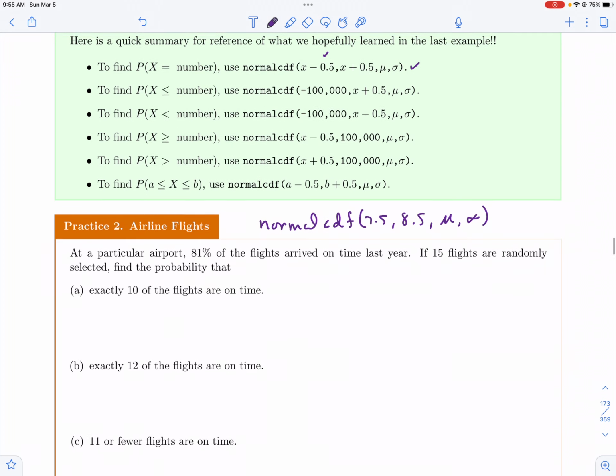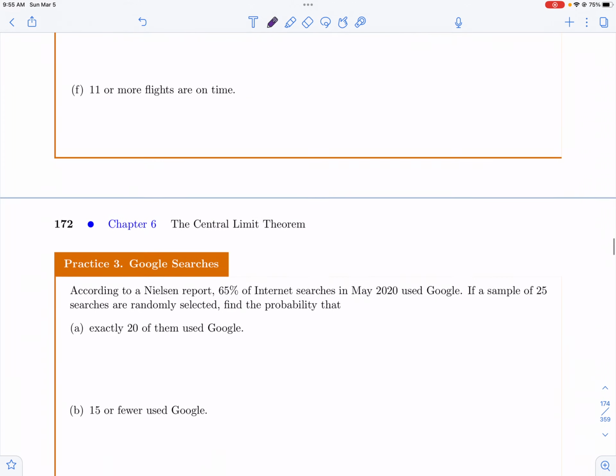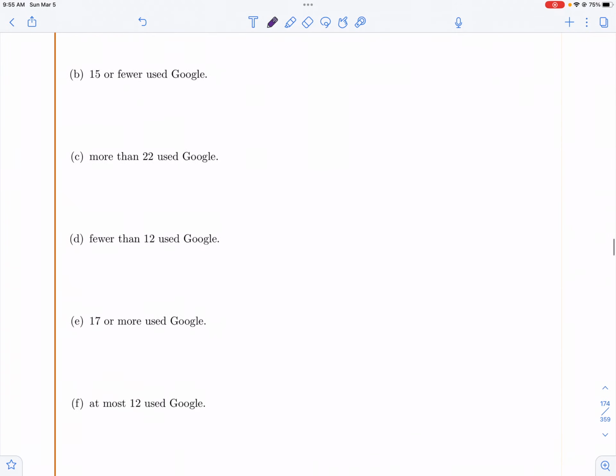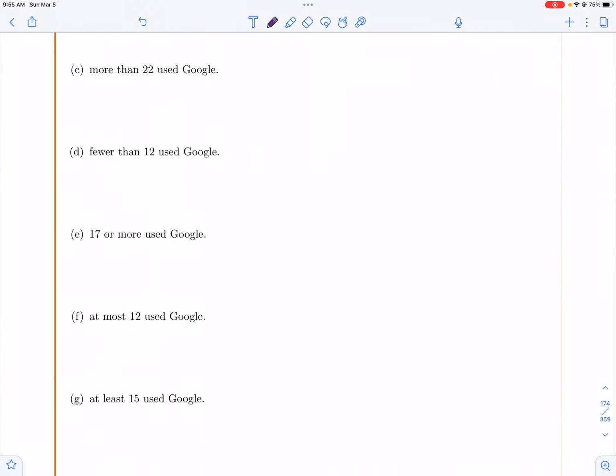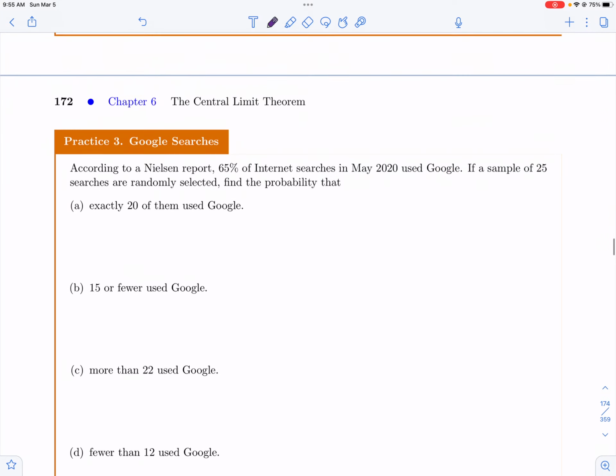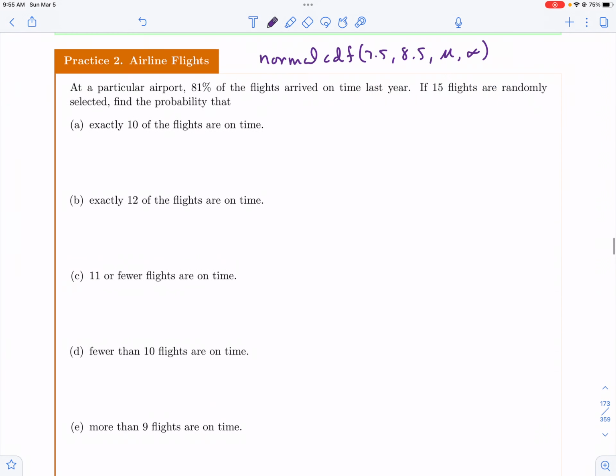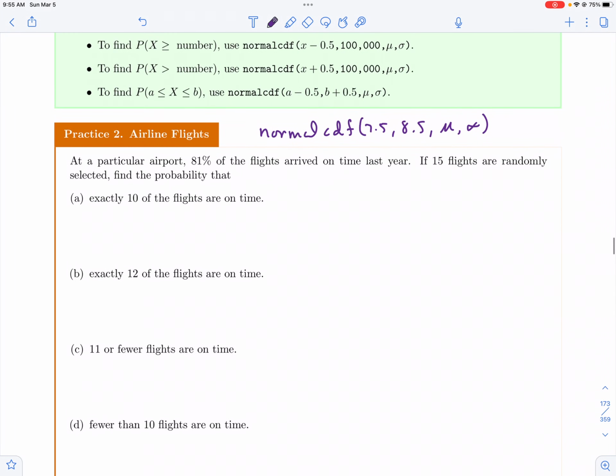So let's try practice 2 and practice 3, and these should look familiar to you. These are actually the same examples from chapter 5. So if you wanted to compare your answers to see how close they are. Now again, they won't be exactly perfect, but this is just a nice little application of how we can use a normal CDF compared to a binomial CDF or binomial PDF.